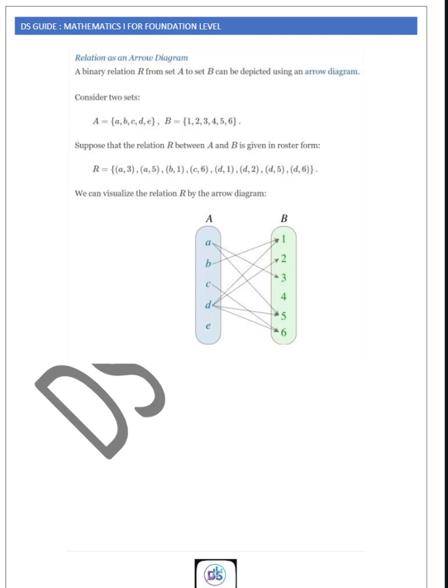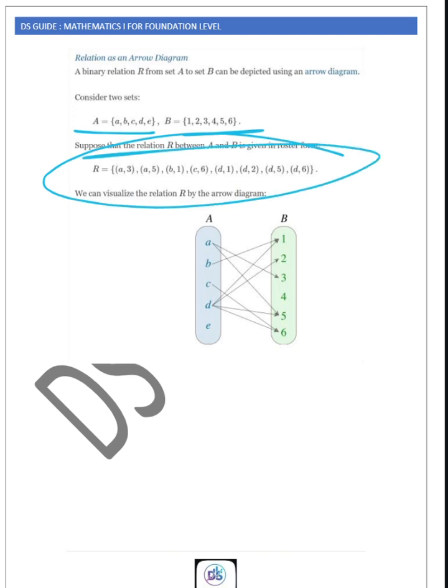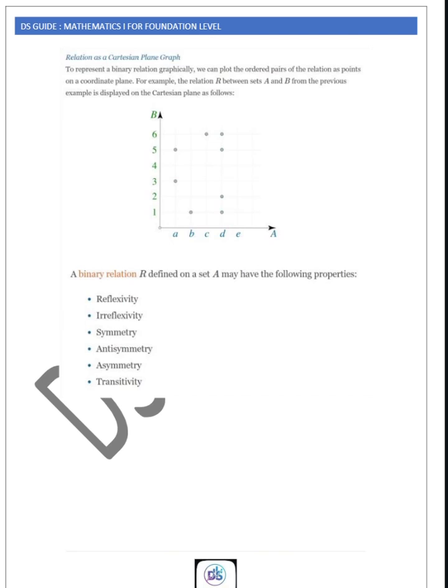Now this is how you represent a relation in an arrow diagram. These are the two sets A and B and we have defined a relation between A and B. The elements are (a, 3), (a, 5), (b, 1), (c, 6). So this is the arrow diagram from A to B. This is how you represent your relation as a Cartesian product subset: (a, 3), (a, 5), (b, 1), (c, 6), and so on.